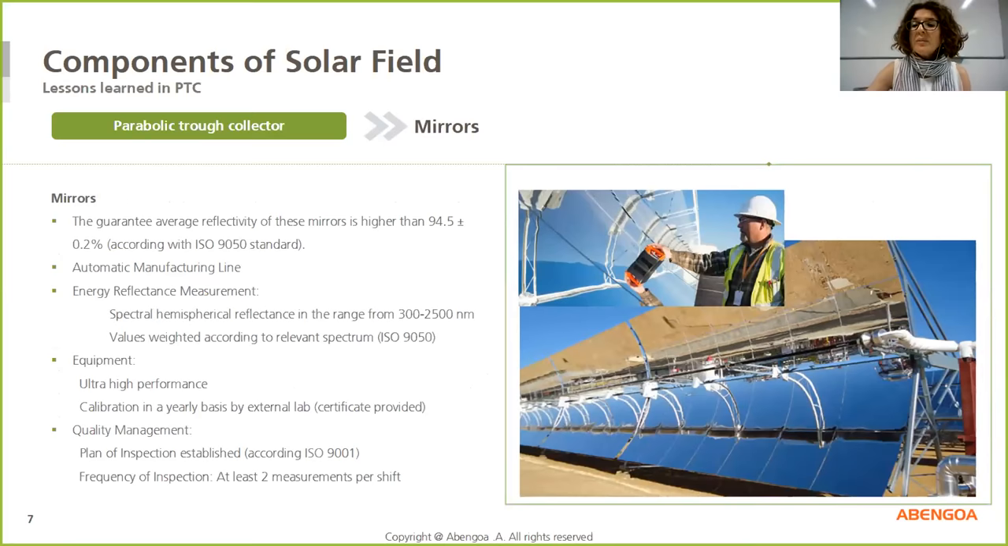The second key component of the solar field is the mirror. In this component, the reflectivity is one of the main parameters to be monitored. The warranty for the average reflectivity of this mirror is higher than 94.5%. To validate this, it's necessary to measure the spectral hemispherical reflectance periodically. To do it, we use equipment developed by Abengoa, the Condor, and we define an inspection plan with a frequency of 2 measurements per shift.